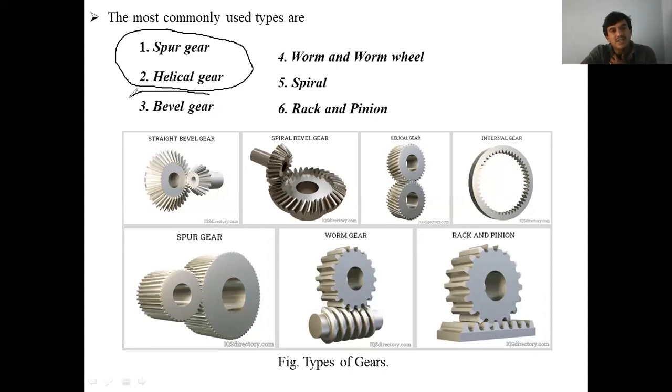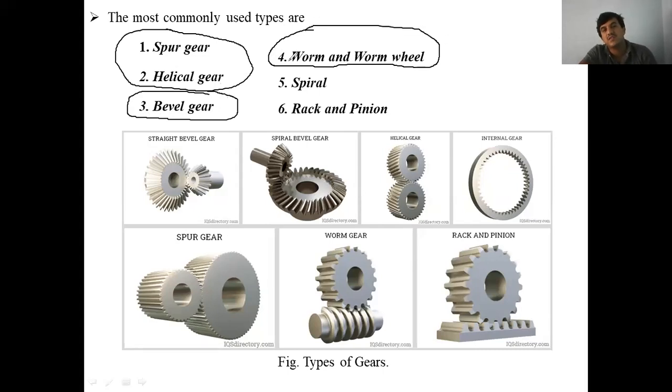The bevel gears have teeth formed on conical surfaces. When the shafts are intersecting, the power transmission takes place between the intersecting shafts, and that type of gear is the bevel gear. Then, when the shafts are neither parallel nor intersecting and I want to transmit power from one shaft to another, we go for worm and worm wheel. Again, spiral gears come under bevel gears. If the teeth are straight, it is a straight bevel gear. If the teeth are curved, it is called a spiral bevel gear.